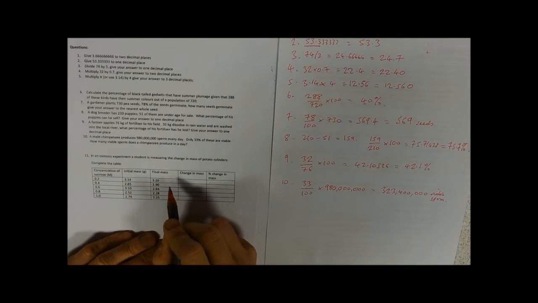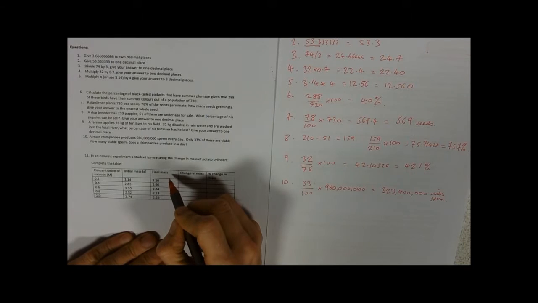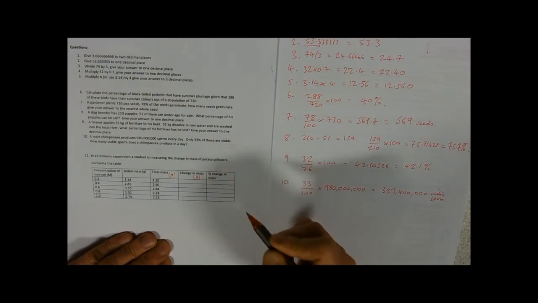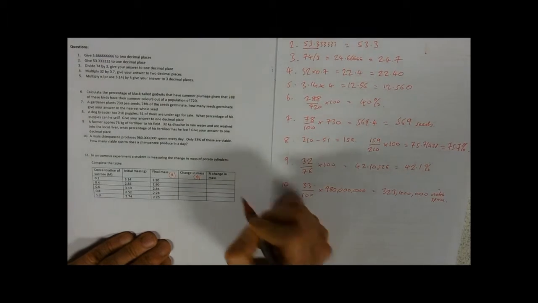And question 11. In an osmosis experiment, a student is measuring the change in mass of potatoes. So you've done this. You might have done length. Complete the table. Aha. So you think you're just doing the numbers here, but actually, sneakily, we have missed a unit off. So final mass is going to be grams again. The change in mass, well, a change in mass is still a mass, that's grams. And percentage change in mass, oh no, we don't have to write a unit in there because it's just a percentage.